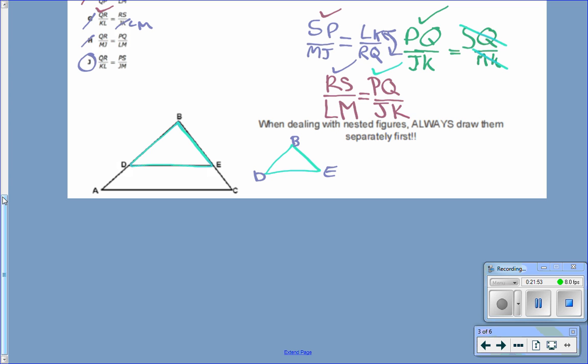Are we good so far? Did I label that correctly? Good. Okay. Now I'm going to use another color. I'm going to highlight the larger triangle, redraw it, and label it correctly. I have A, B, and C. Did I label that one correctly? Are we good with that? Okay, so that's going to help you see that proportion better.